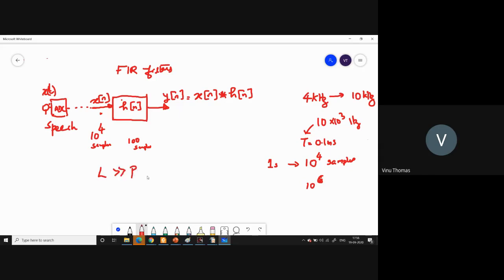So that is what happens, especially if you are doing some temporal signal processing. Temporal means you have the domain as the time domain. So L is far greater than P, L being the length of the signal, P being the length of the filter. Okay.